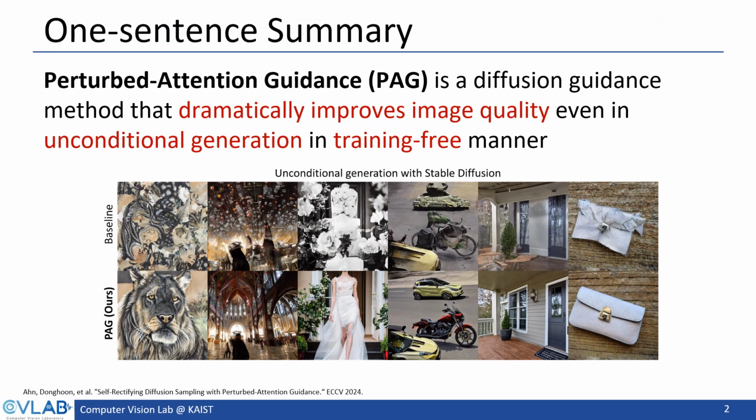Before I begin the introduction, let me briefly summarize the paper. In this work, we propose a diffusion guidance method called Perturbed-Attention Guidance (PAG). Similar to classifier-free guidance, PAG enhances image quality, but it can be applied to unconditional generation as well, and it doesn't require any additional training.